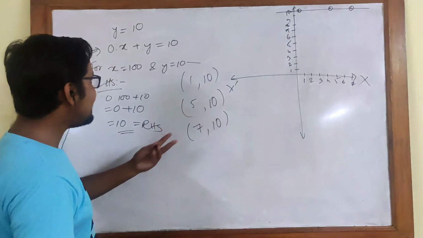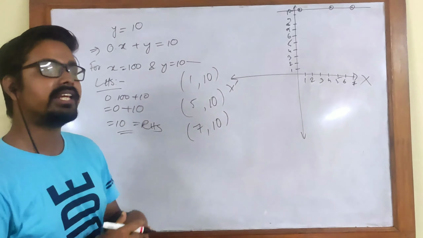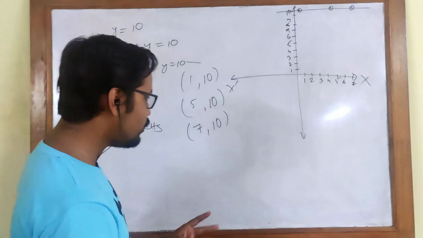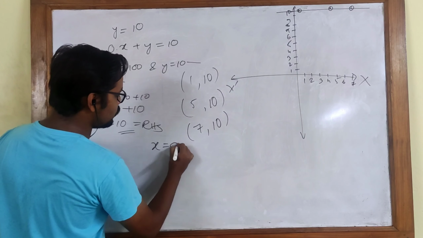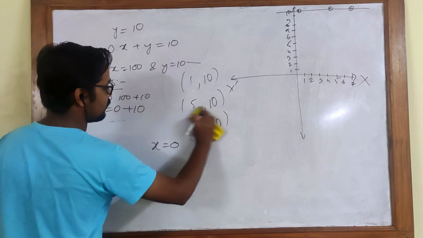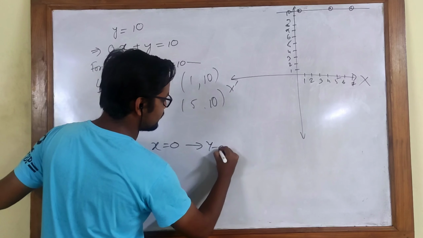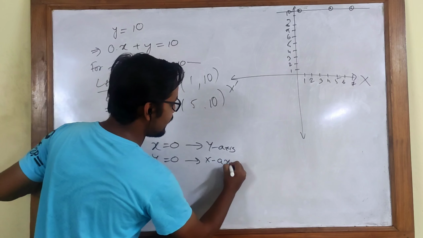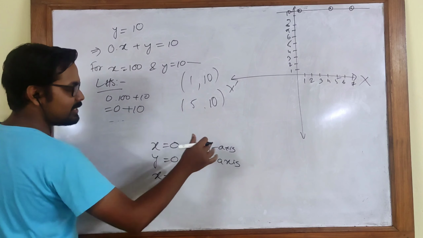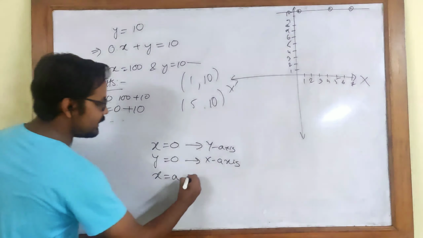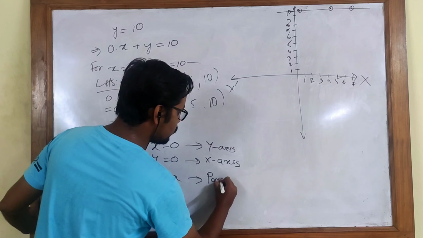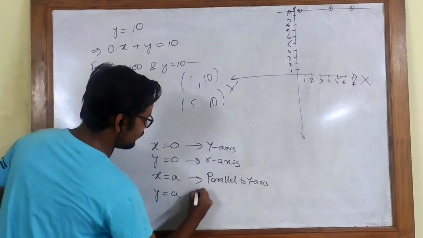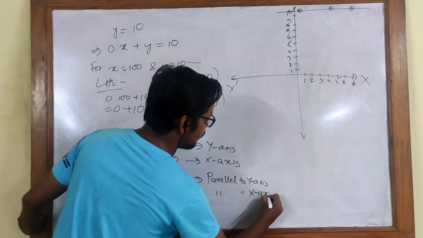So if you are given any equation of the form y equal to something where there is no presence of x, that is the equation of a line parallel to the x-axis. So whatever we understood till now: if x is equal to 0, this is the equation of the y-axis itself. If y is equal to 0, that is the equation of the x-axis. Now if x is equal to any constant, suppose x is equal to a, it is the equation of a line parallel to the y-axis. If y is equal to a, that is the equation of a line parallel to the x-axis.